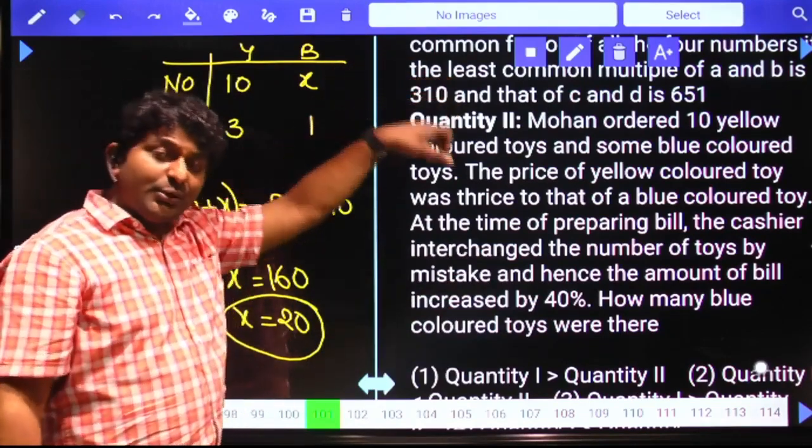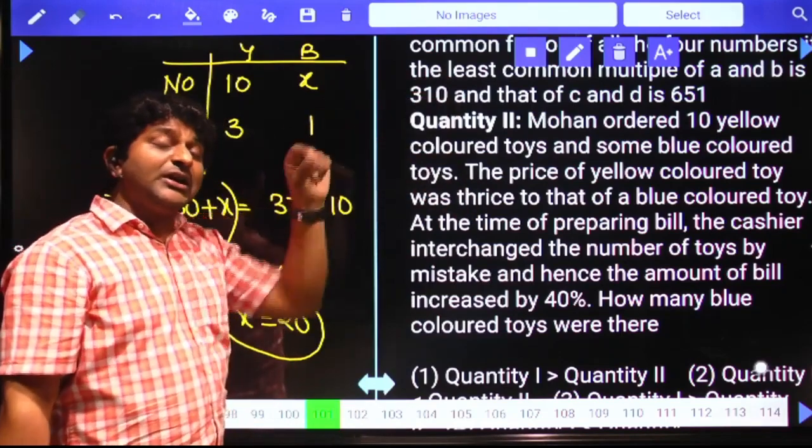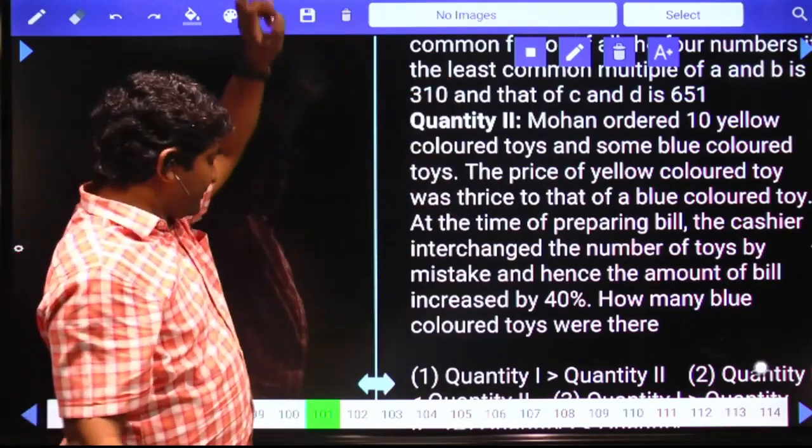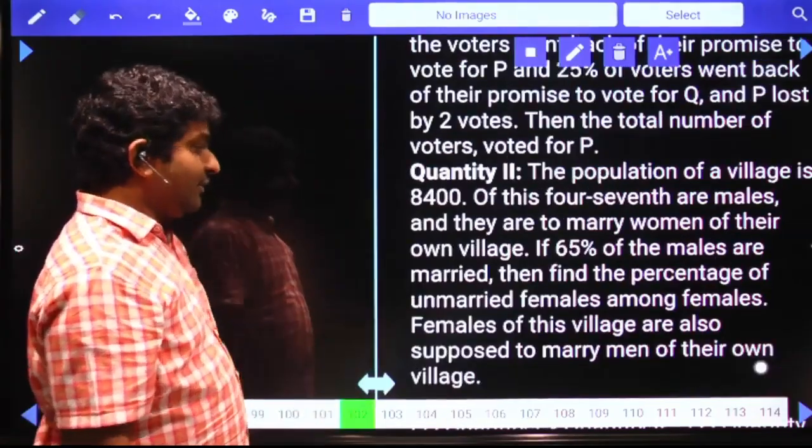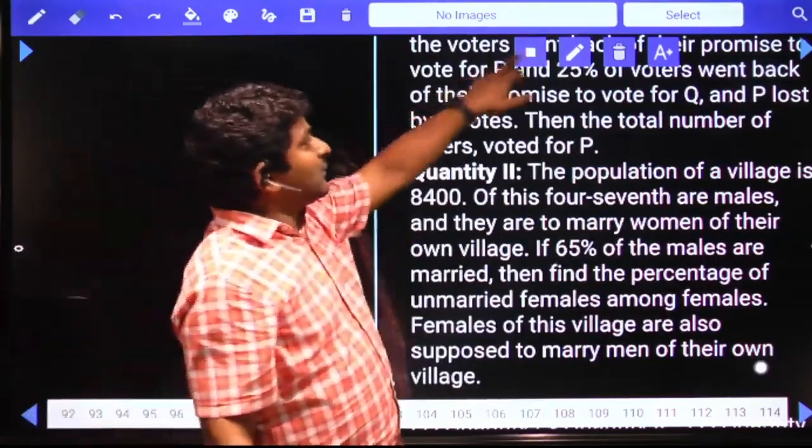Q1 was 31, Q2 is 20. Hence Q1 is more than Q2. Concluded. Q1 more than Q2. First option. Next.